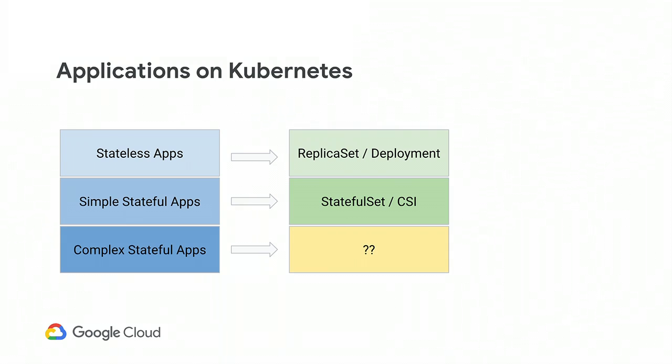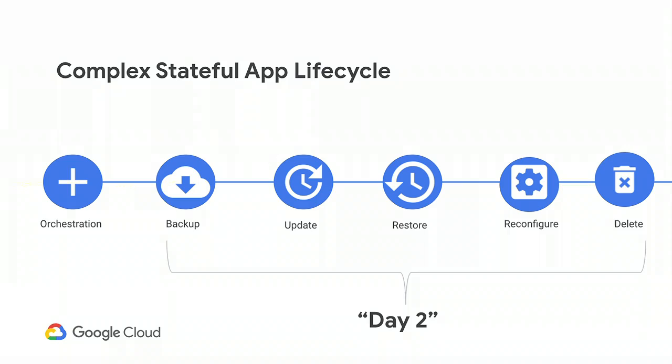Now, moving on to simple stateful apps. These are apps which are not distributed. They are very simple to run. For that, stateful set and CSI give you good enough primitives to run them successfully for day 0 and day n operations. Now, let's look at a complex app, which is, think of a distributed application like a data store, or a messaging application like Kafka. On day 0, it involves orchestration, which is setting up the initial topology.